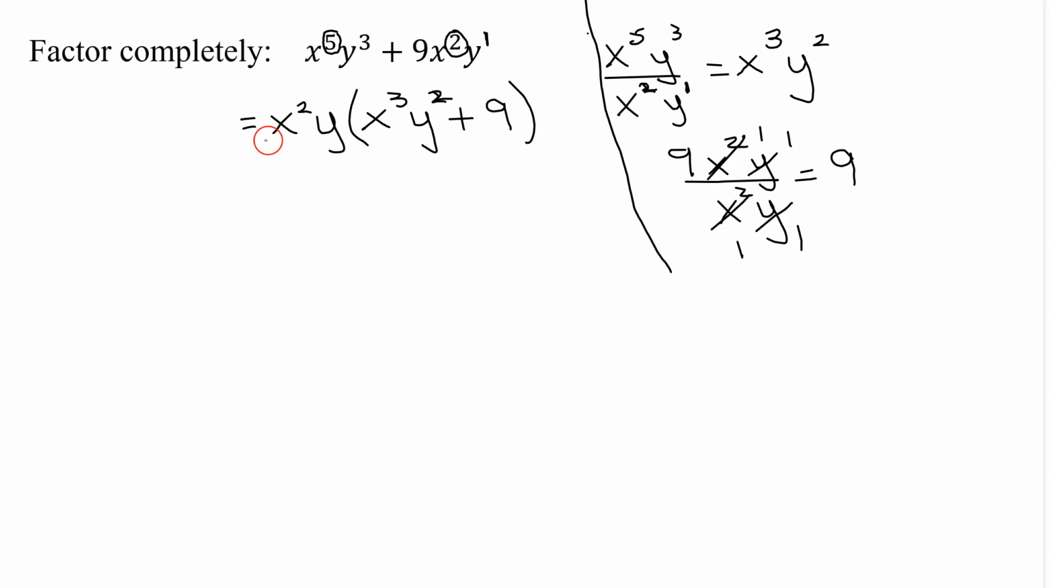So now I've factored out my common factor. Looking at what remains, this binomial, are there any common factors left that I didn't catch the first time around? No. And this is not going to factor anymore. It's none of my special cases. So my answer is x squared y times the quantity x cubed y squared plus 9. So that is the answer when I factor the given expression.